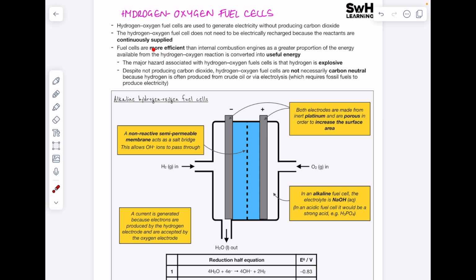We find that they're more efficient than more traditional combustion engines, and that's because a greater proportion of the energy available from the hydrogen-oxygen reaction is converted into useful energy. The major hazard, though, associated with the use of these fuel cells is the fact that hydrogen is extremely explosive, and we can't say that they're entirely carbon neutral, despite the fact they don't release carbon dioxide. And that's because the hydrogen used in them is often produced from crude oil or via electrolysis.